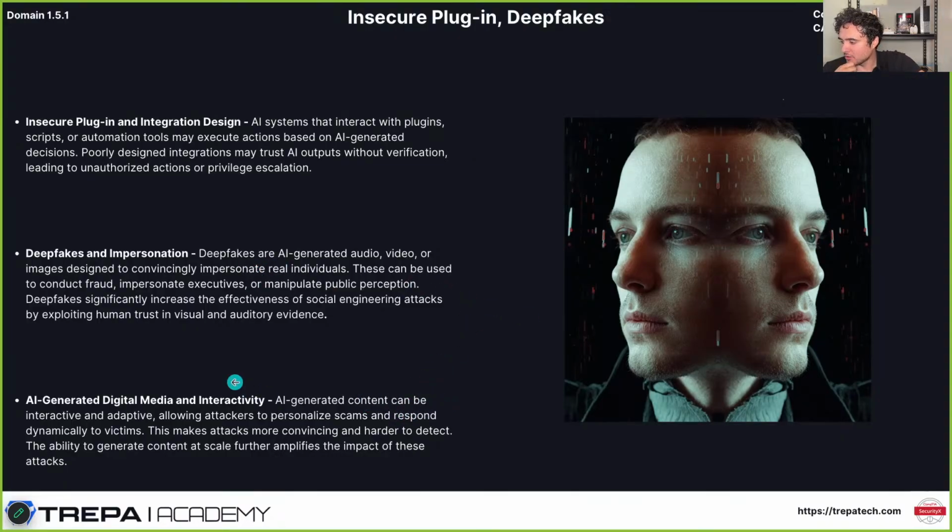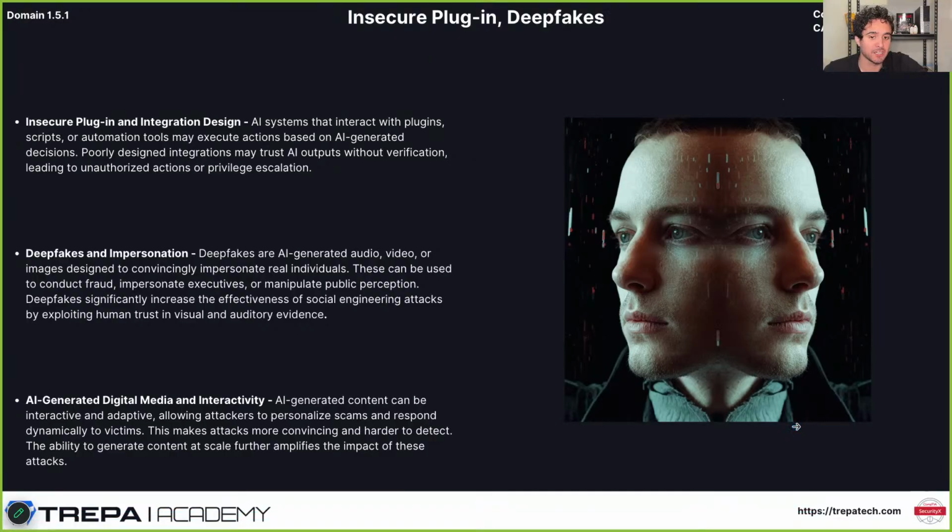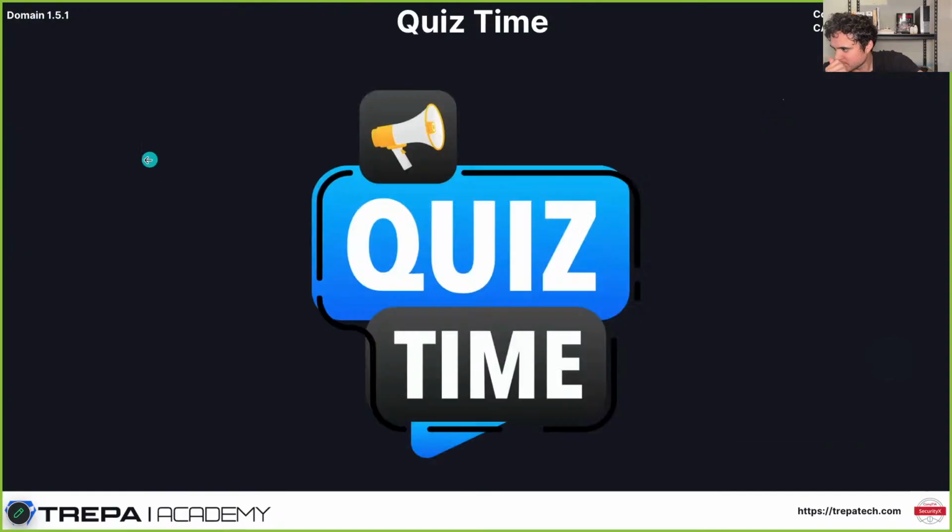So AI-generated digital media and interactivity. AI-generated content can be interactive and adaptive, allowing attackers to personalize scams and respond dynamically to victims. Essentially what we're saying is that social engineering has become a little bit easier to conduct with AI.